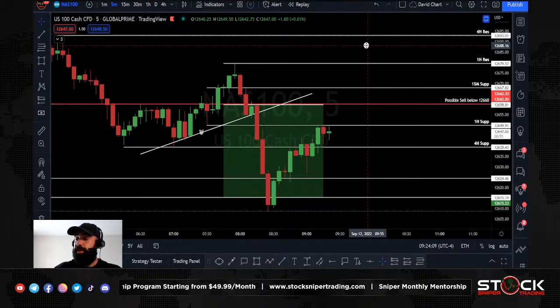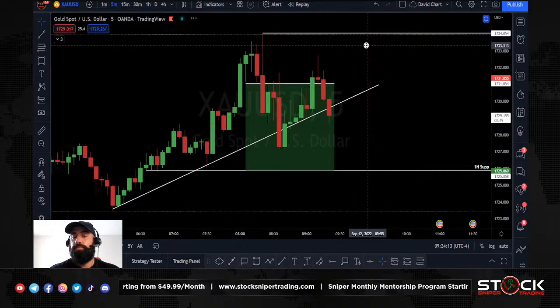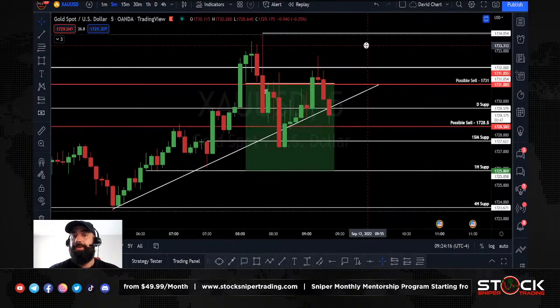Okay, gold is still playing bearish right now. Starting to slowly break down on that trend here. All right, we just got to get a closure below 28. As soon as it goes below 28, guys, I think it's gonna flush down to that hourly.